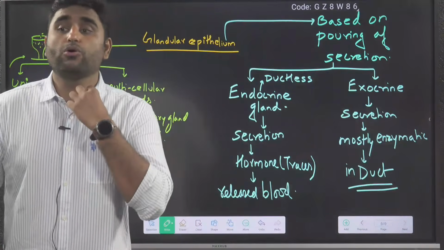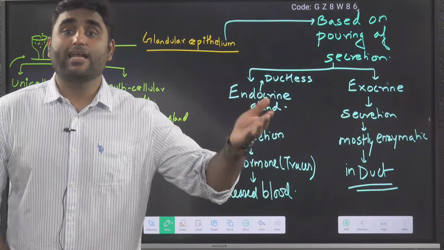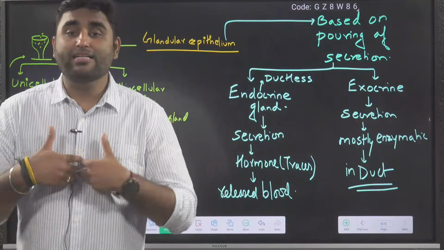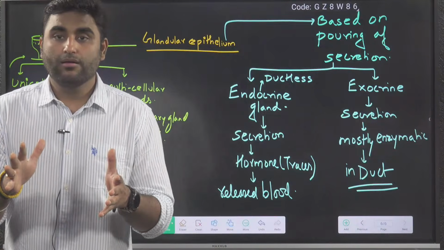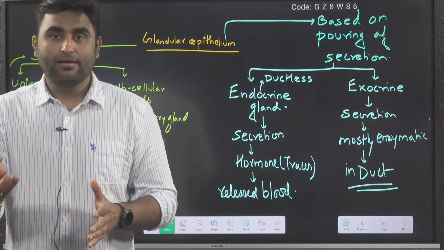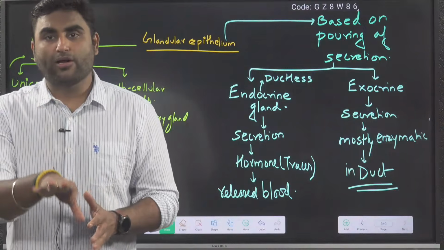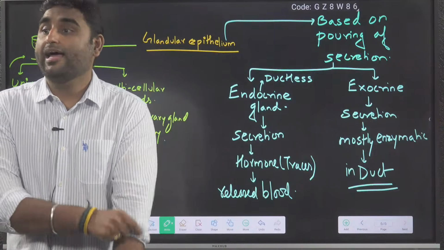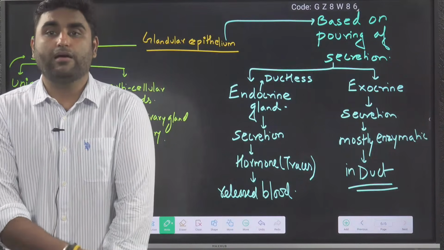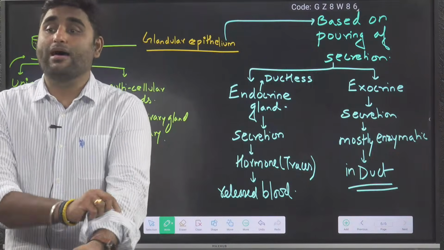Endo and exo, they think inside and outside body. Don't think inside and outside body. Think with respect to blood. Something is secreted inside blood, endocrine. Something is secreted outside blood, exocrine. Are we clear with this?